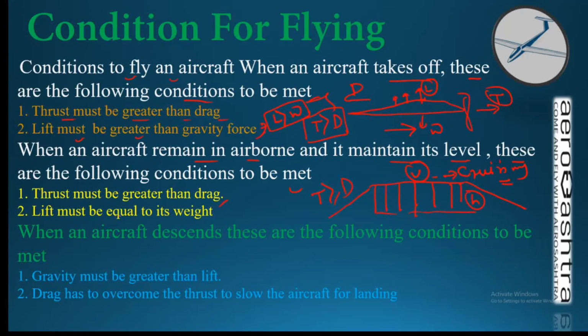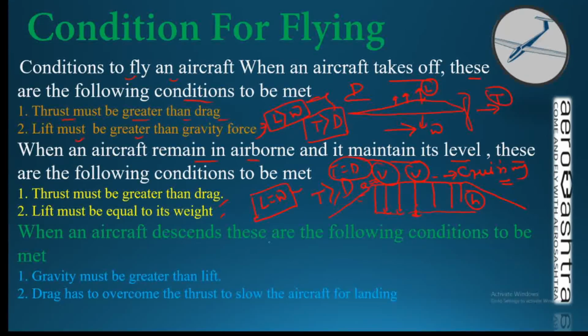Okay. Lift must be equal to its weight. So, in that condition the height will be maintained, and T is equal to drag. That means there are no extra forces in this direction. So, velocity will be maintained, so that acceleration is 0. So, velocity will be constant.